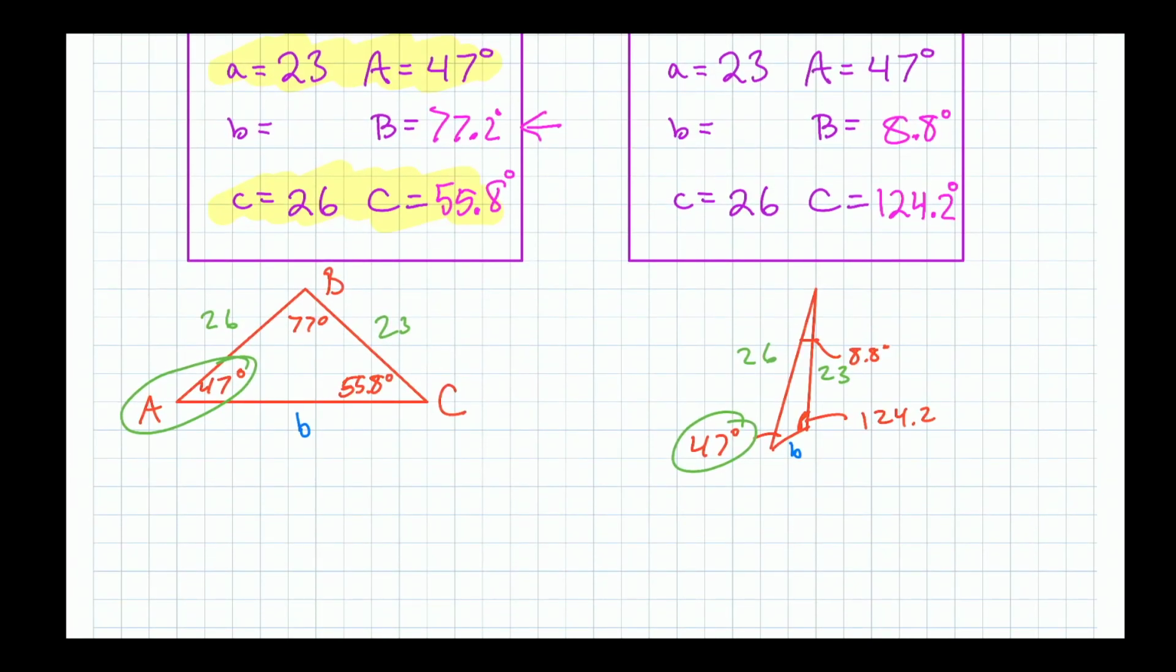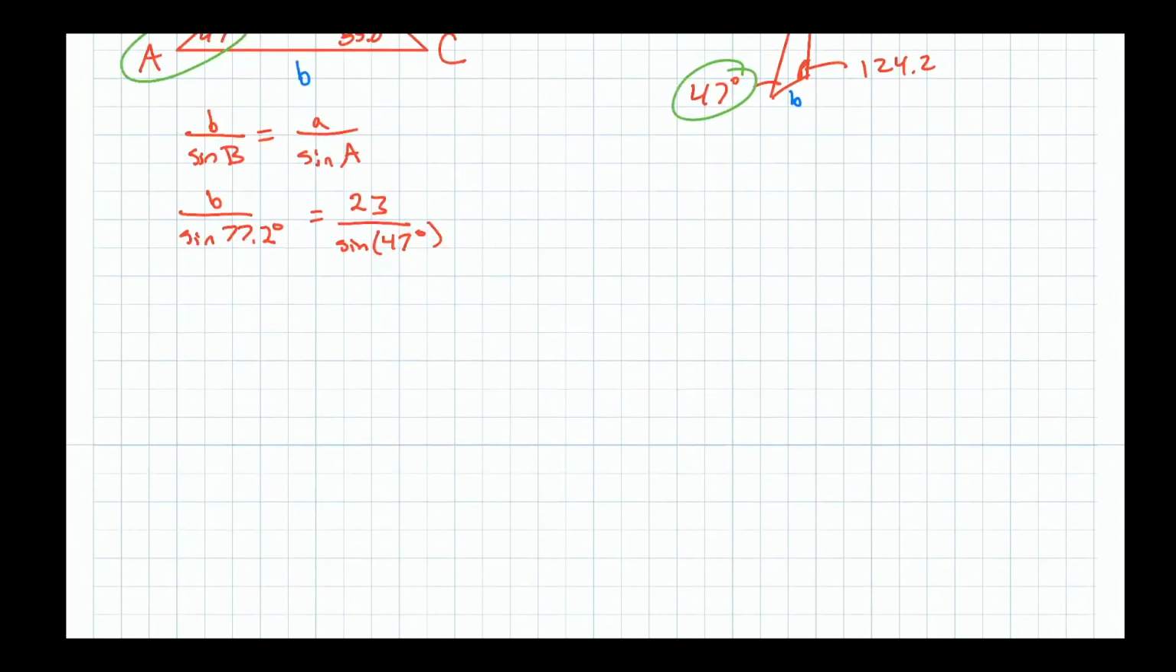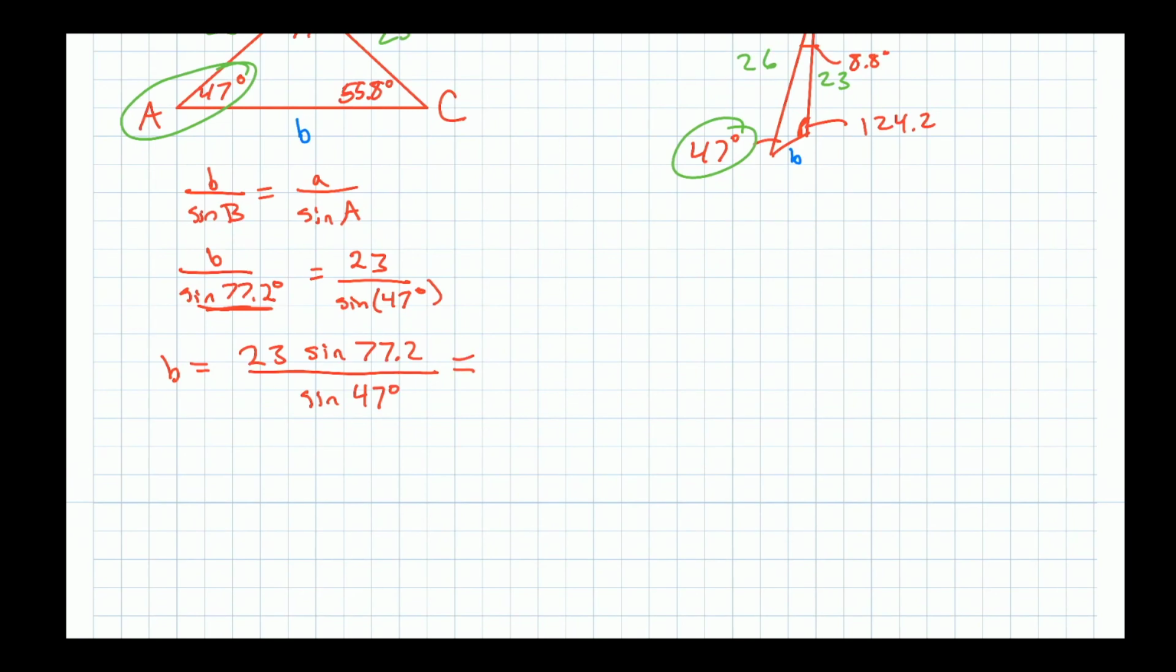So if I want to try to find the B here, I would use B over sine B, and then I'll use A over sine A. And you put in your numbers. We don't know B. We do know the angle B. We do know little a. We do know big A. Like that. And then this tells me that B is going to be 23, I'll bring this sine up to the other side, sine 77.2 over sine 47. I'm not going to do that yet. I'm just going to put in equals, and we'll do it in a second.